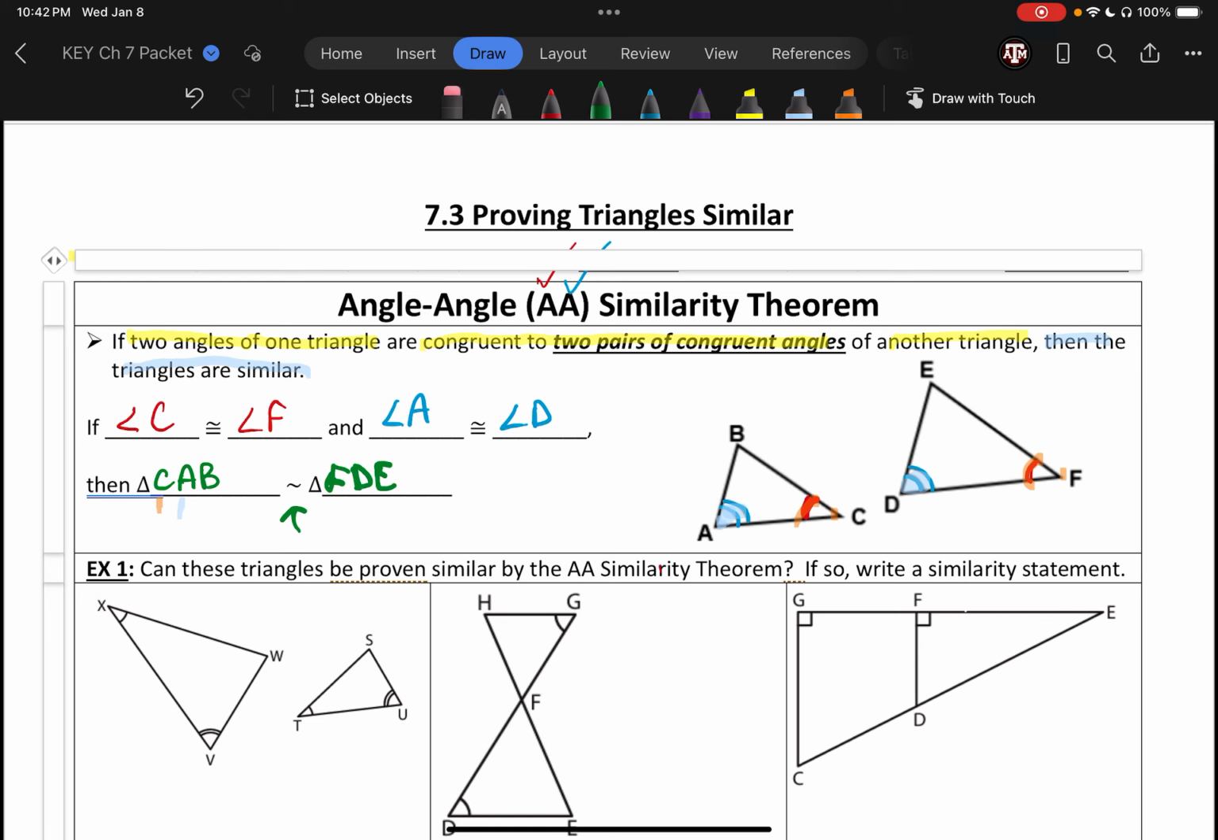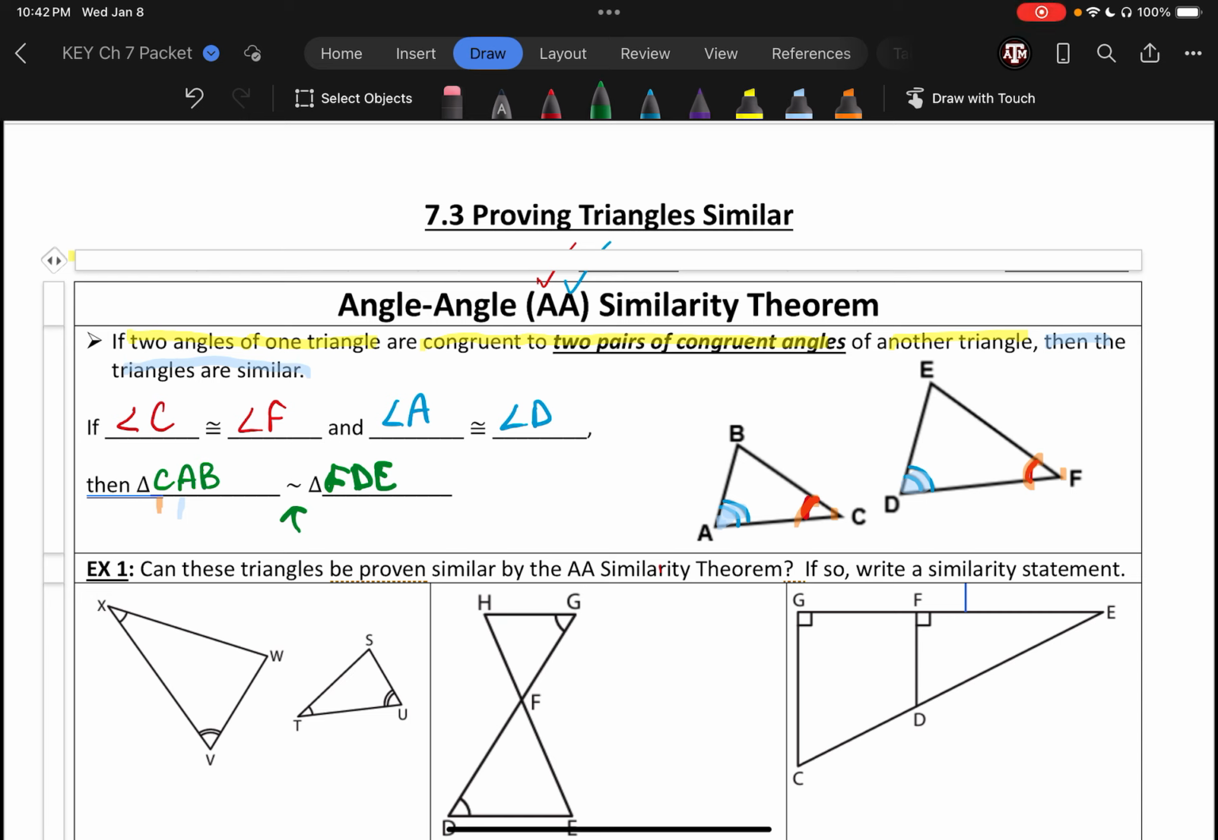Just make sure that you're being careful here. The order matters whenever you're writing the similarity statement. So slow down and look at the angles one at a time to make sure you put it in the correct order. To summarize really quickly, if you have two pairs of congruent angles in two triangles, then we can say the triangles are similar.